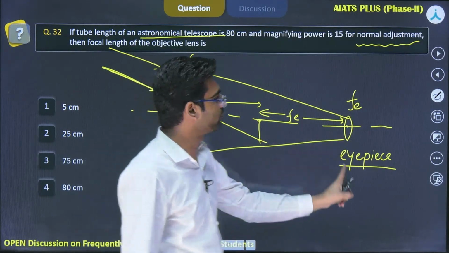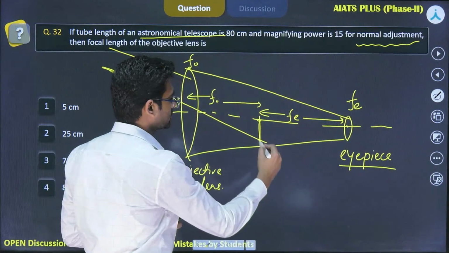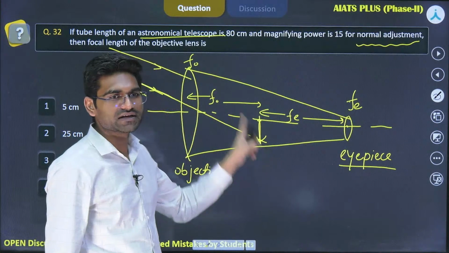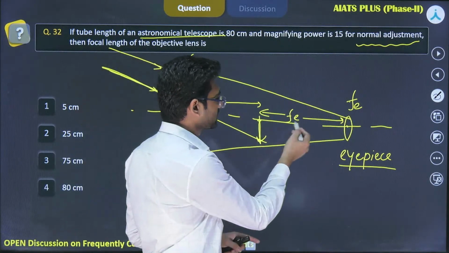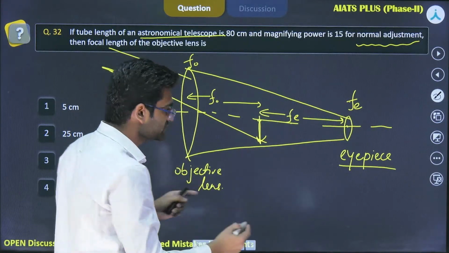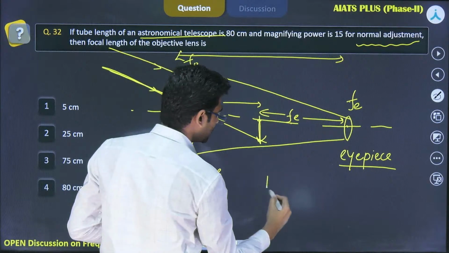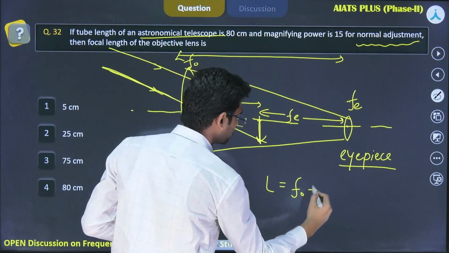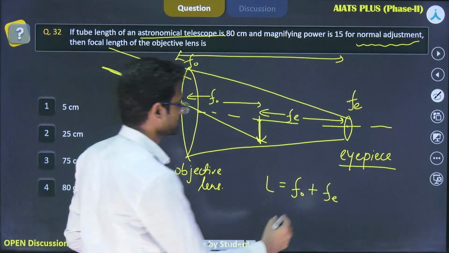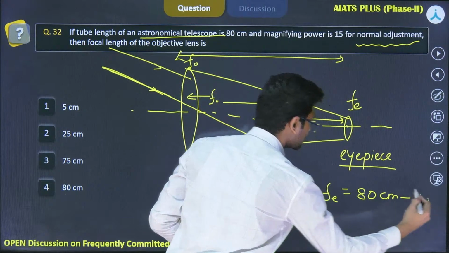Now, this image is the new object for the eyepiece lens. To form the final image at infinity, the object should be at the focal length of this eyepiece, right? So this will become fe. That's why the tube length, this is the tube length, will be f0 plus fe, which is given as 80 centimeter. This is equation number 1.